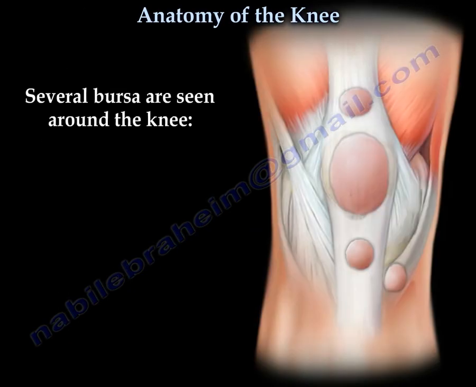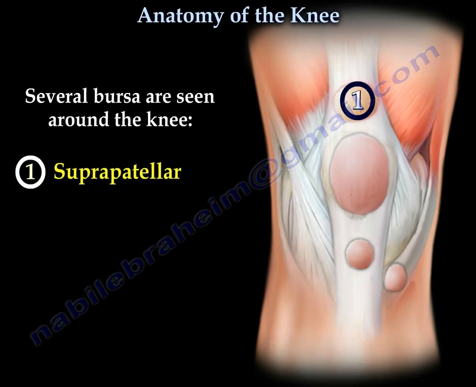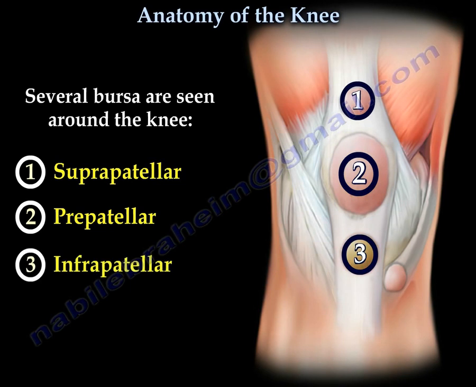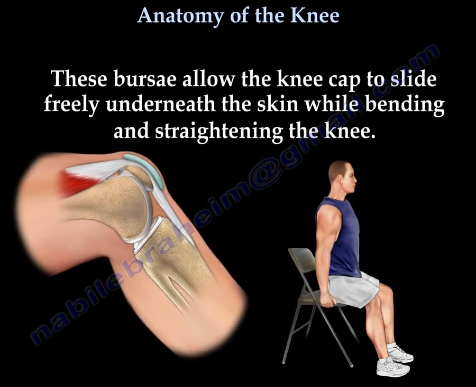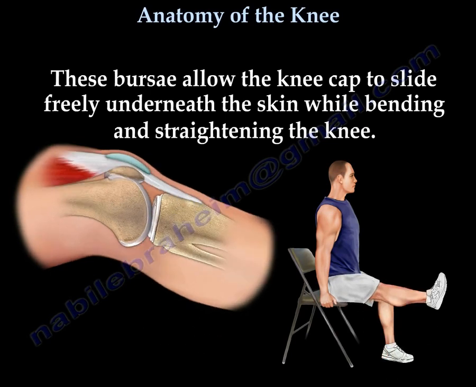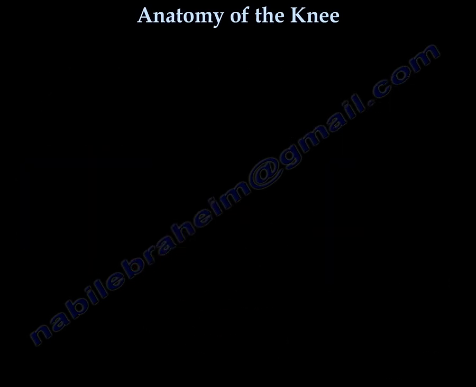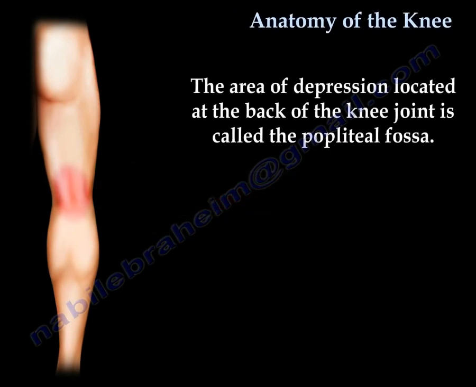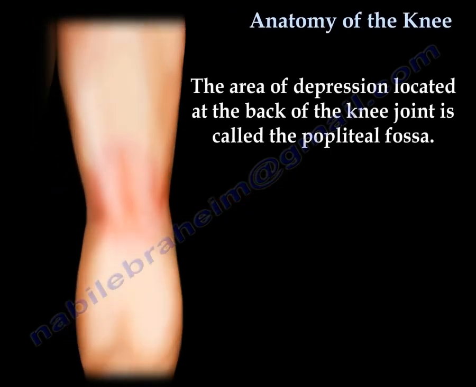Several bursa are seen around the knee. These include the suprapatellar bursa, the prepatellar bursa, the infrapatellar bursa, and the pes anserine bursa. These bursa allow the kneecap to slide freely underneath the skin while bending and straightening the knee. The area of depression located at the back of the knee joint is called the popliteal fossa.